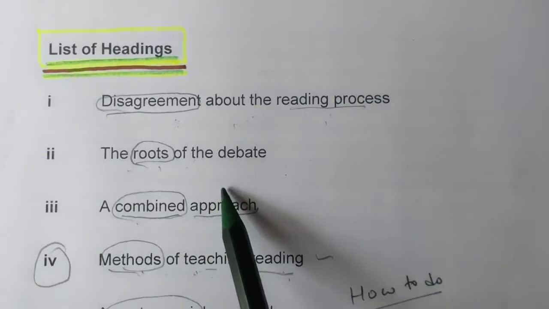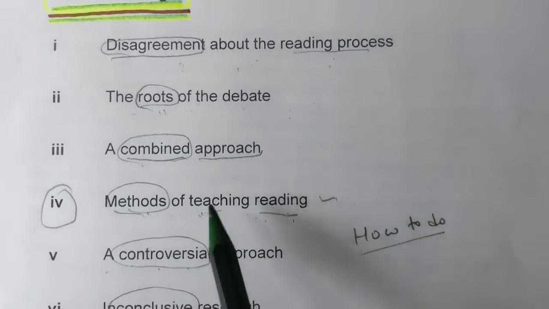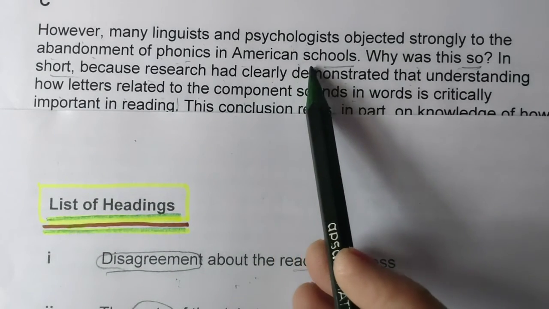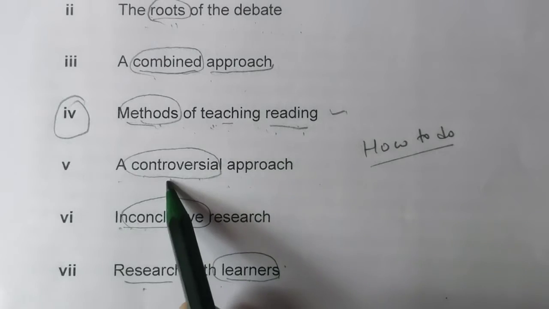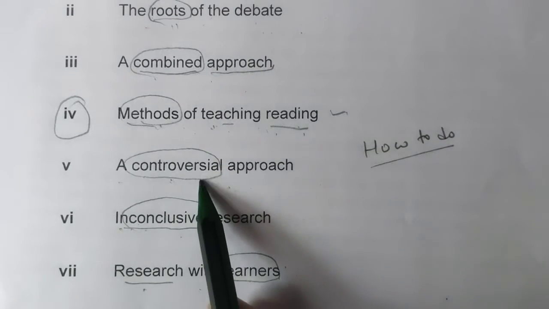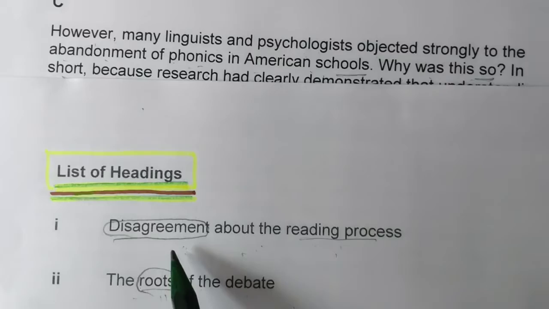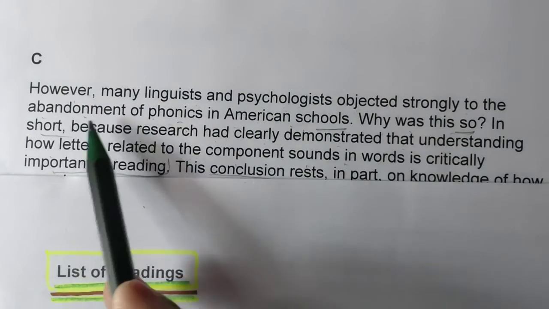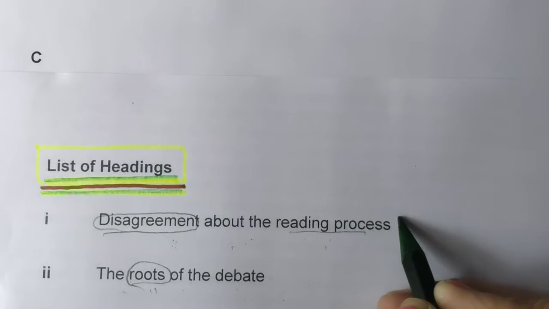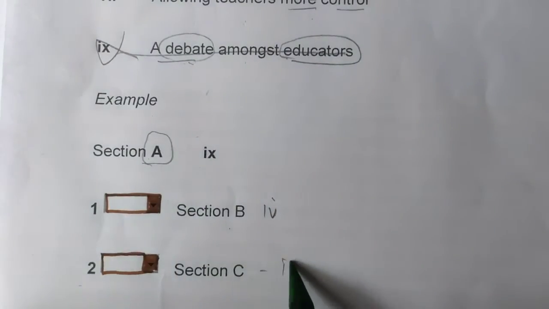Okay, so let's read another one. The root of the debate. No, we can't say root. In American schools and methods we have a combined approach, not a controversial approach. The controversy is there, but the approach is not there. So however many linguists and psychologists objected strongly, so disagreement. So disagreement we have selected for C section. We can go for first number.